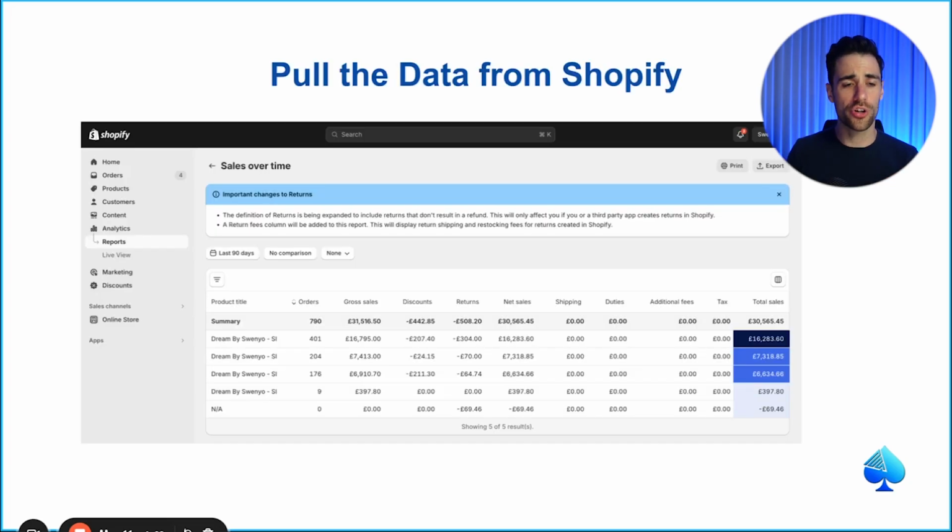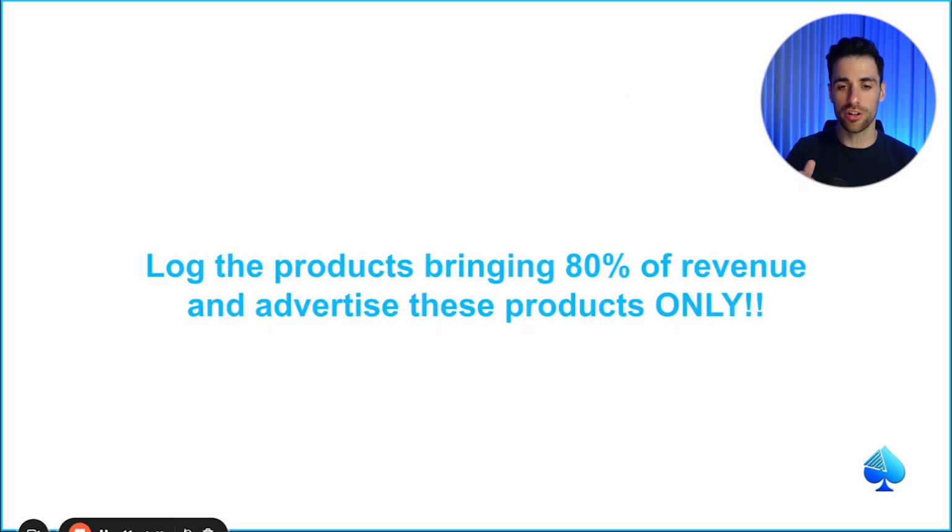How are you going to do this? Well, you're going to go into Shopify and you're going to pull a simple report that is looking at sales. You're then going to filter your sales from highest to lowest, and then you can extract the top products. So you want to log the products bringing in 80% of your revenue and advertise only these products. All your other products can just be put into capture all DPA campaigns and things, but you're only going to be advertising the products that fit in this top 80% revenue generating pool.